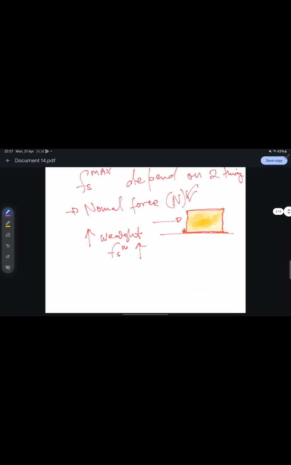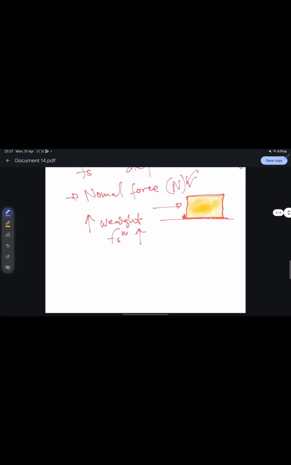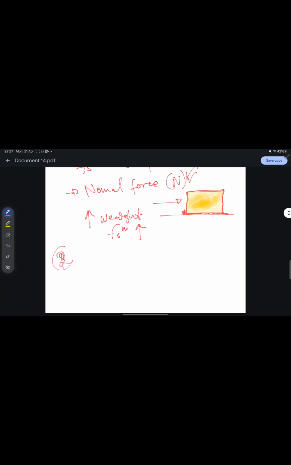Another thing: the static frictional force depends on the material of the surface. What do I mean when I say it depends on the material of the surface? If this block is on a very rough surface, it will be very hard for me to move this block.